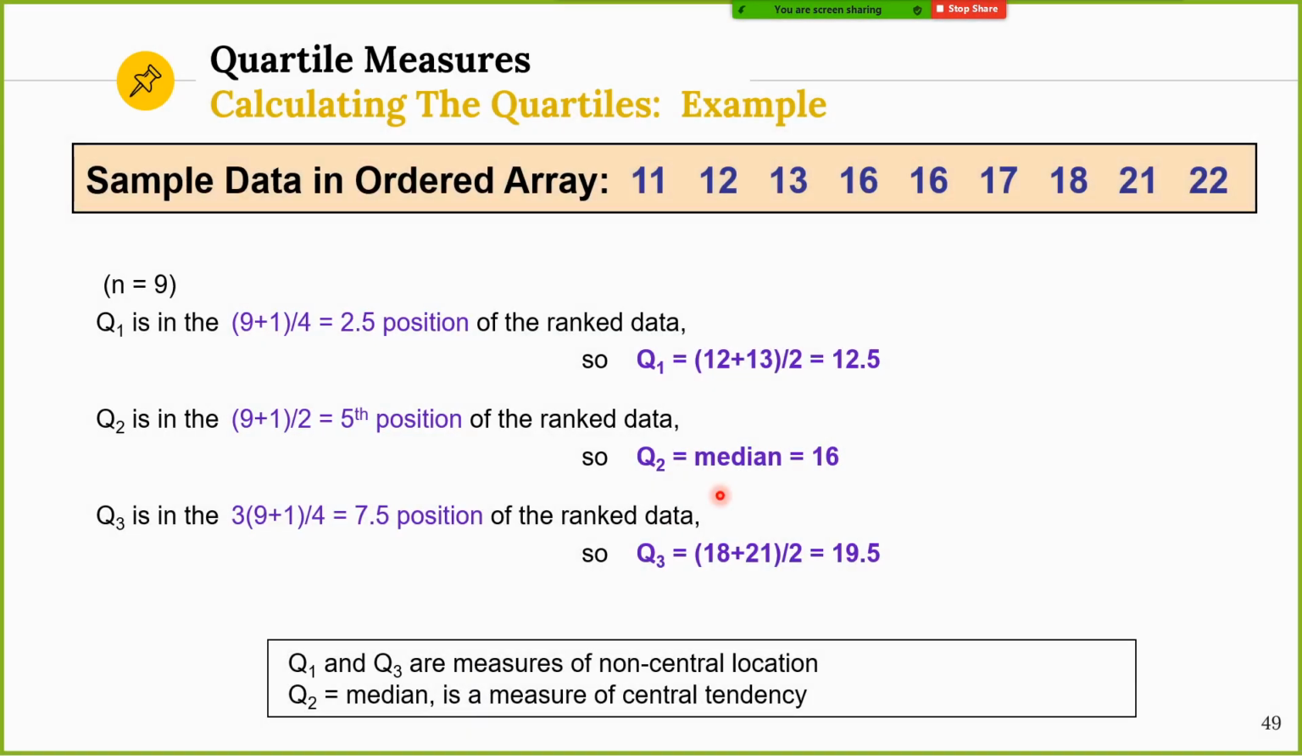You can see here the median. The median is the middle number, 16, in the fifth position. And Q3 is at the 7.5 position. So 1, 2, 3, 4, 5, 6, 7, 8, in the middle of these two, we calculate the sum of the two numbers divided by 2. So you get 19.5. It's quite simple, right? Super simple to calculate the quartile. You can always see the slide.